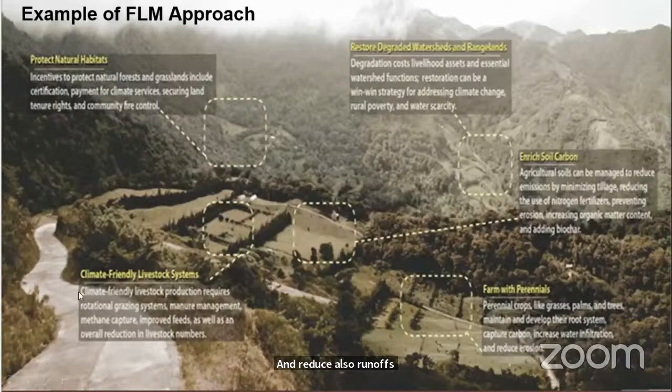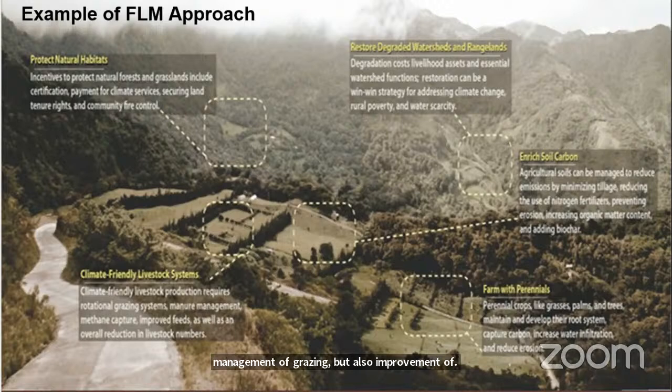We also have climate-friendly livestock systems, basically concerned with the sustainable management of grazing, but also improvement of feed resources to reduce methane emissions, as well as proper manure management, because one aspect that determines emissions from livestock systems is basically how we handle and manage the manure that comes from livestock.